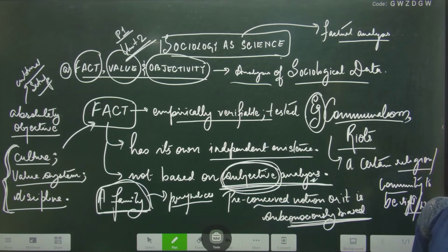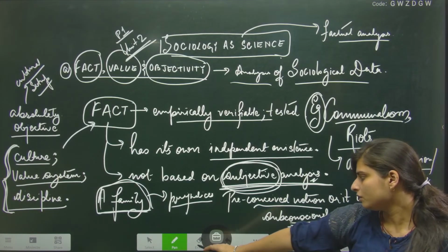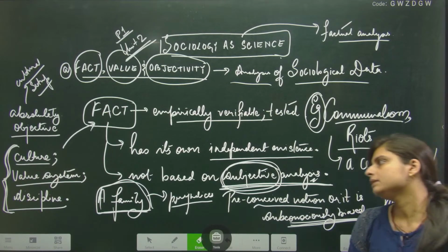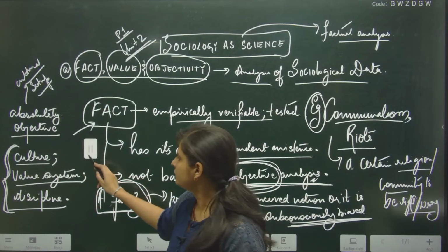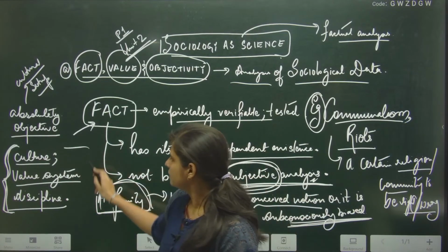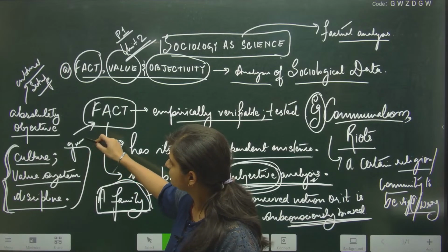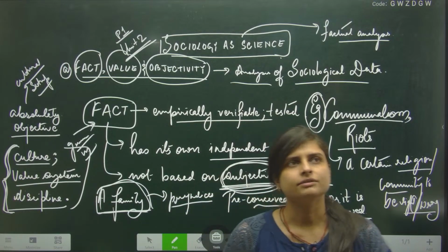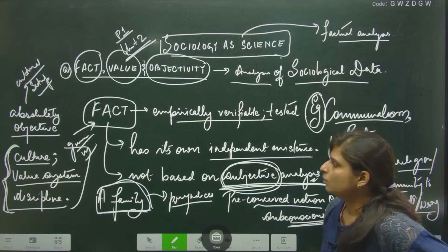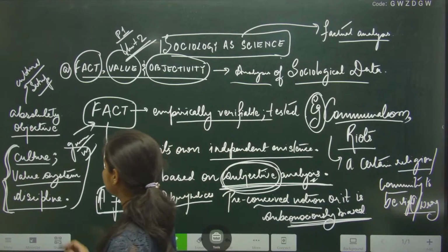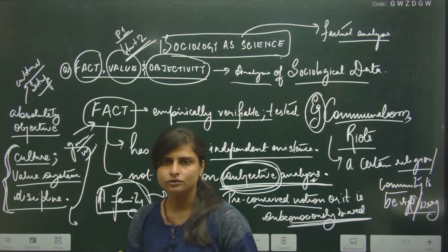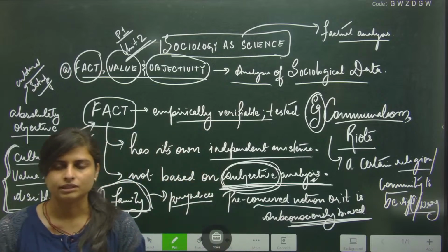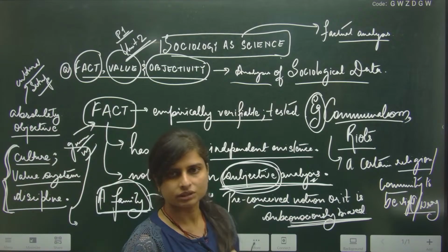However, it is said that absolute objectivity is not possible and cannot be achieved, which is true also, because all these three factors govern us. And it is also not required. Why? Because if we have to study Indian society, we need to take into consideration the value system of that society, the cultural system of that society, and how the people of that society think.